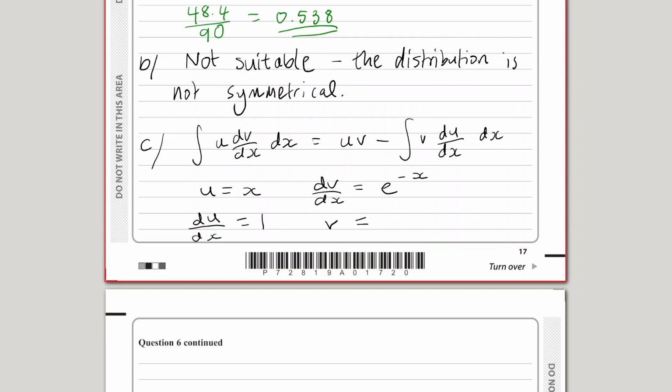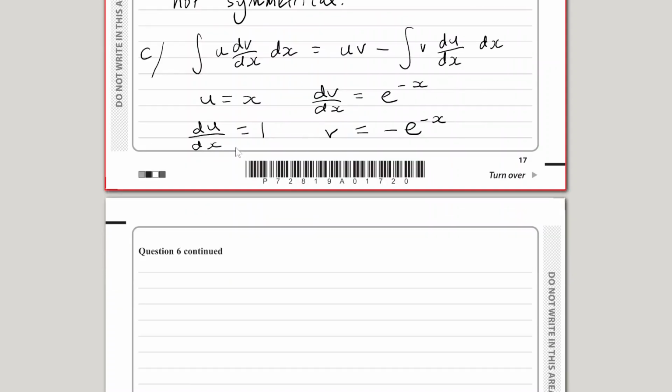So when we integrate or differentiate e, it stays the same. But we're going to divide by the power differentiated, which is negative 1. So it's going to become negative e to the power of negative x. So now we can put this into our integration by parts.